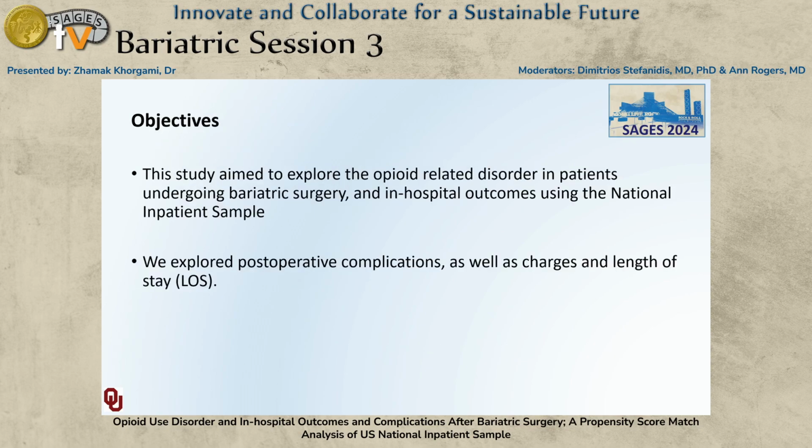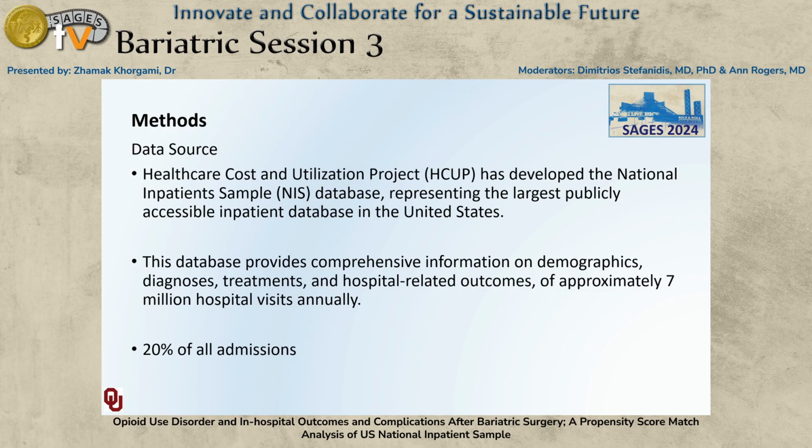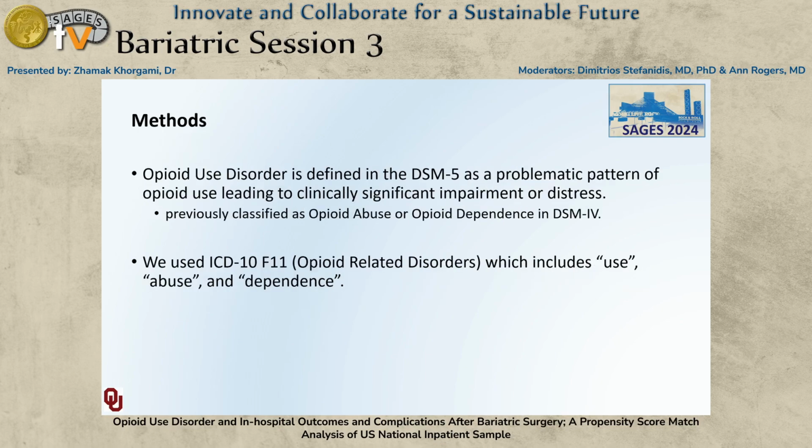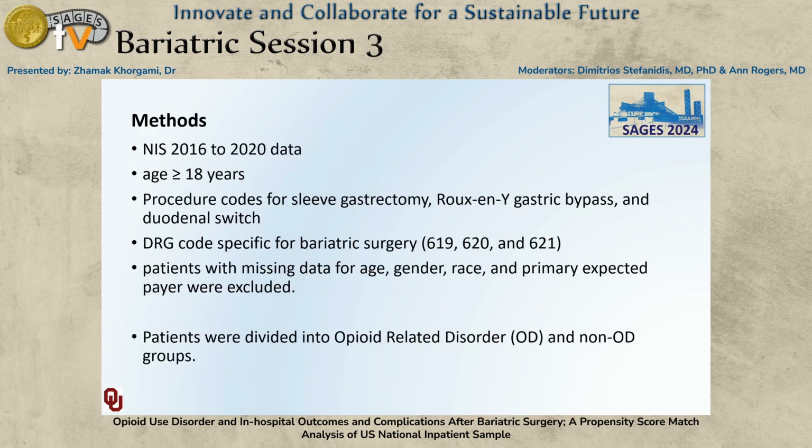So in this study, we tried to use the National Inpatient Sample, the US national data, to explore this problem in bariatric surgery. HCUP produces the NIS. NIS basically is 7 million records per year, a 20% sample of all US admissions. Opioid use disorder has been defined by DSM-4. Previously, it was abuse or dependence. We used the ICD-10 code F11, which includes all use, abuse, and dependence, which is kind of a challenge of all of these studies.